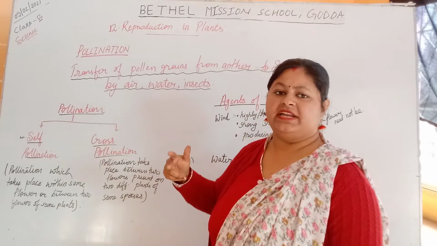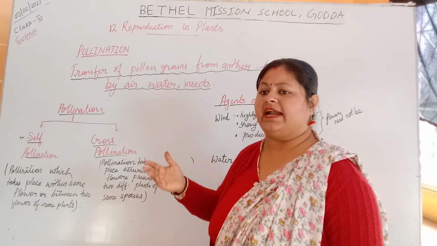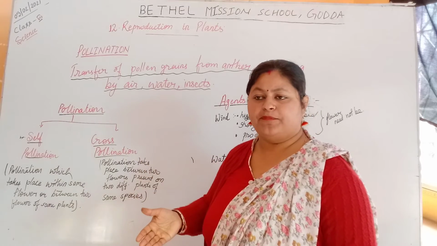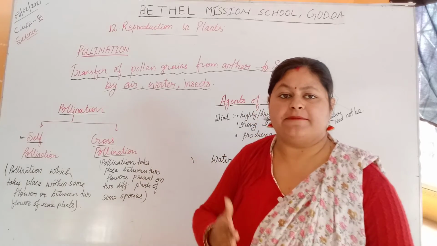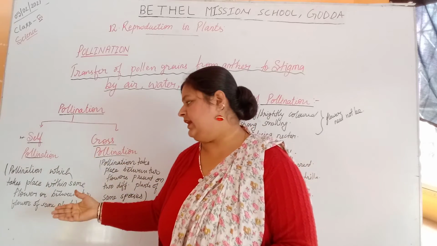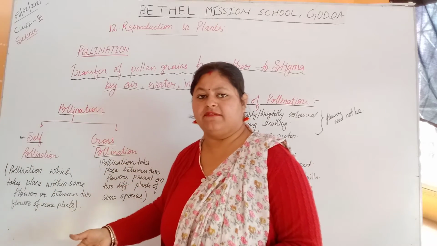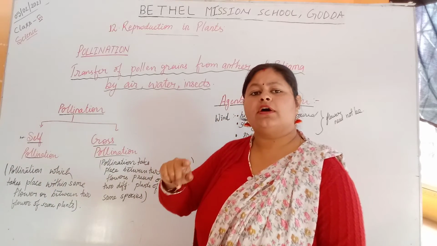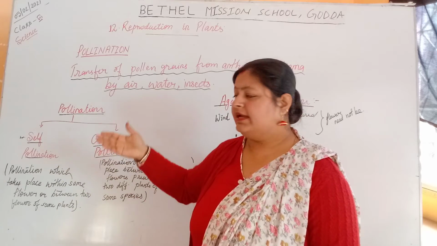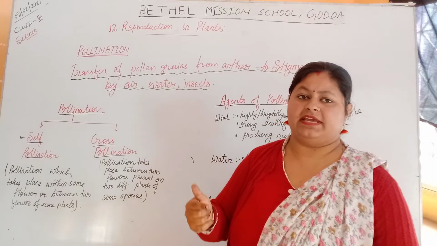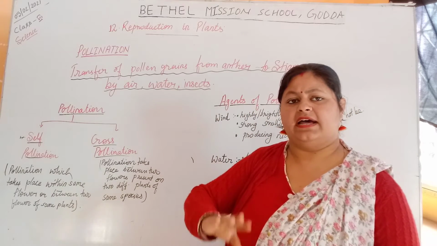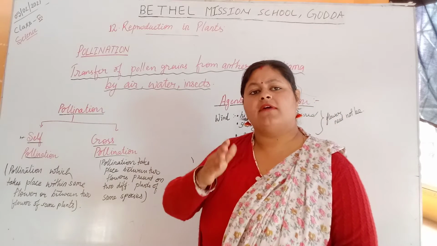Two types of pollination occur in our nature, that is self-pollination and cross-pollination. What is self-pollination? Self-pollination is a type of pollination in which pollination takes place within the same flower or between two flowers of the same plant. Once again, I am repeating it: pollination takes place in the same flower, or two flowers of the same plant.